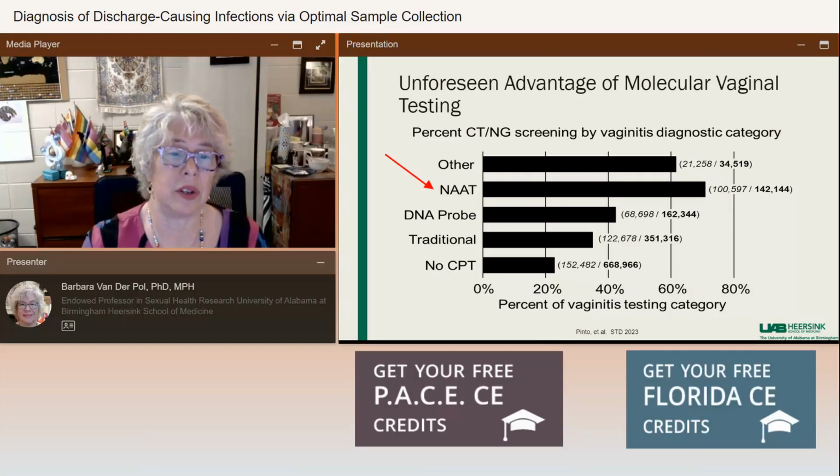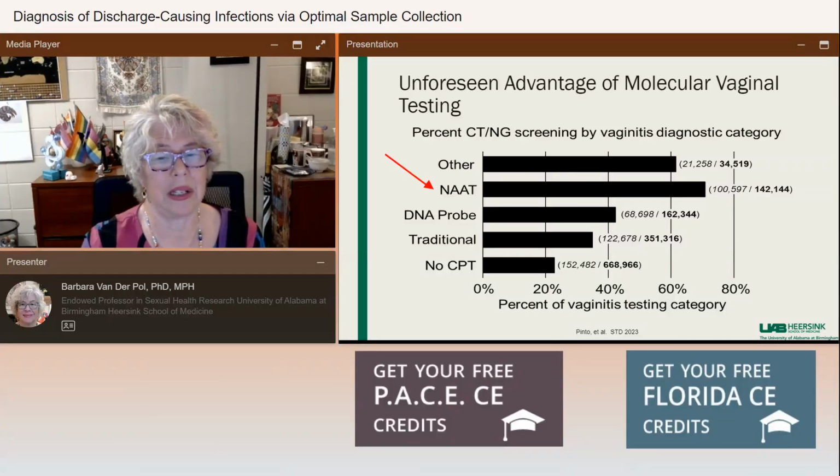The added advantage of doing molecular tests to determine vaginitis causes is, this is from insurance data, and what you see here from ICD-9 codes is that if people tested with a molecular test for vaginal causes, they were also much more likely to also test for STIs, meaning that we're starting to make that normative and just say, hey, you've got something going on.